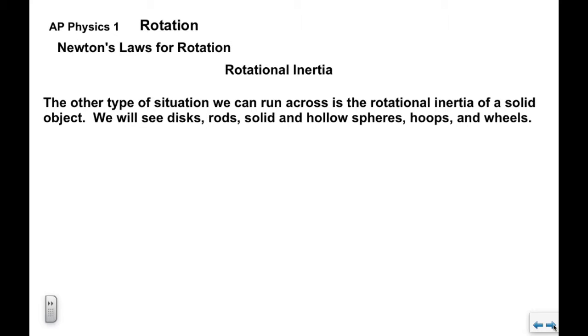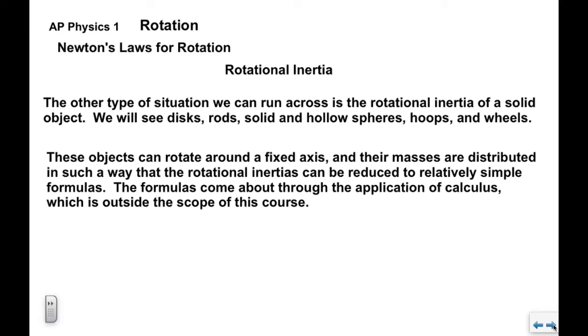The other type of situation we can run across is the rotational inertia of a solid object. We're going to see various kinds. We'll see disks and rods and solid balls and hollow balls and hoops and wheels and so on. These objects rotate around a fixed axis, and their masses are distributed in such a way that their rotational inertias can be reduced to a pretty simple formula.